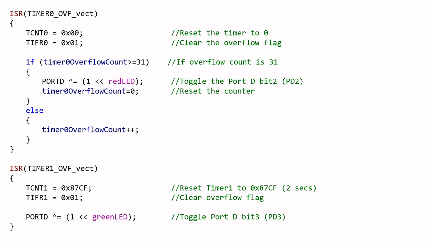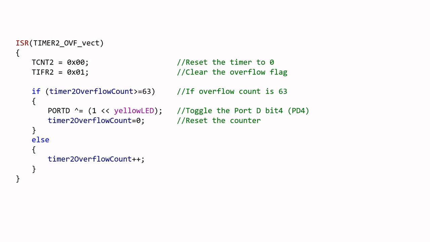And then finally we have timer 2 OVF, timer 2 underscore OVF underscore VECT. If you notice, it's identical to the timer 0 ISR. The only difference is here we are inverting the yellow LED, right? That's the only difference.